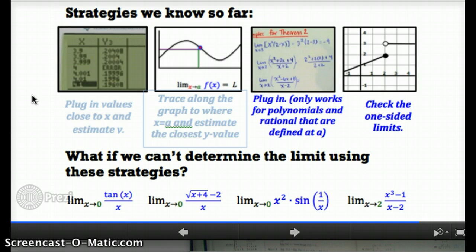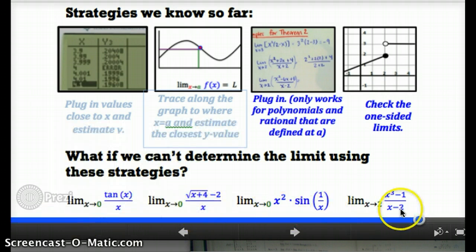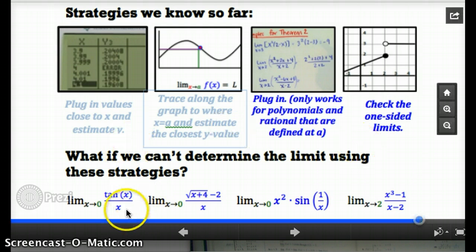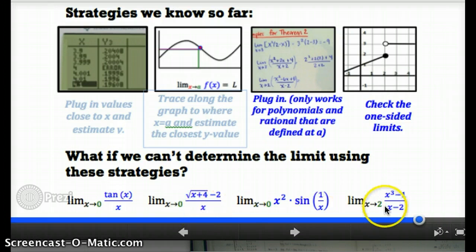And so the next question, the question that drives today's video is, what if these 4 strategies aren't helping? For example, take a look at the 4 limits that I've listed down here at the bottom. These limits all have something in common. See if you can figure out what it is. Okay, so you probably just identified that these are all examples of limits where we can't plug in because we would get an undefined value, a 0 on the bottom, and where we also don't really have an idea about what the limit's going to be.